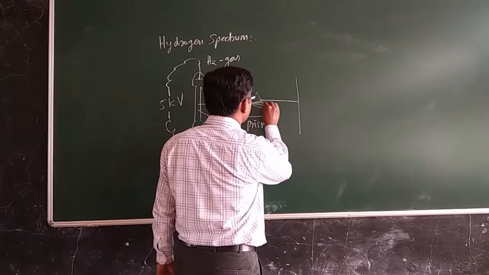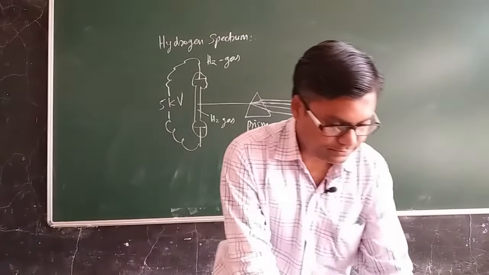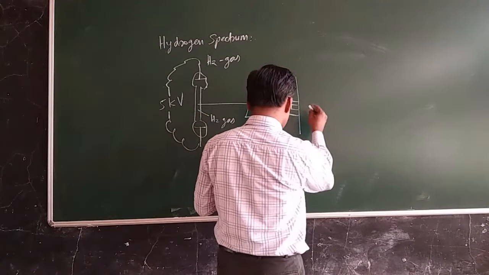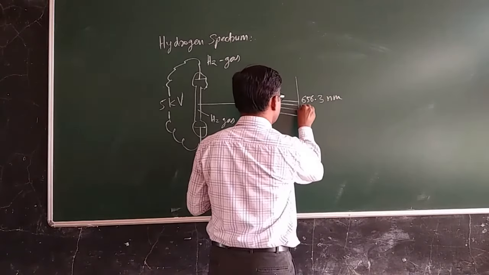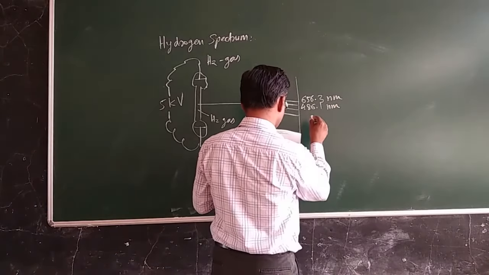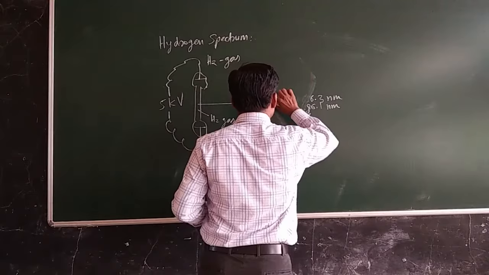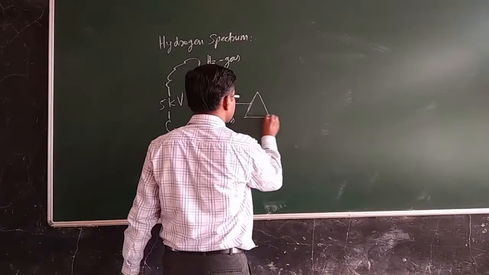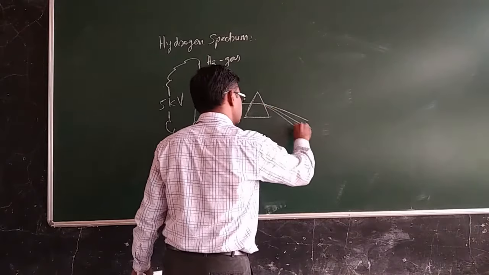Normally we will get four different lines as output from the prism. Actually this diagram is not quite correct, so I will redraw it. This is the prism, and we will get four lines. There will be refraction, and again refraction. This is the first line, this is the second line, this is the third line, and this is the fourth line.